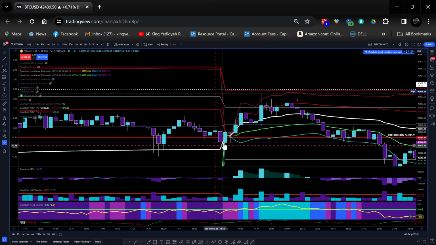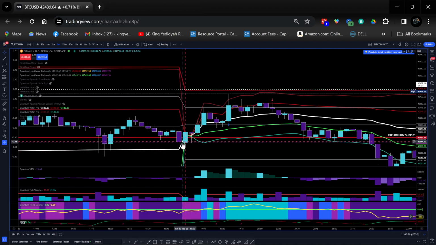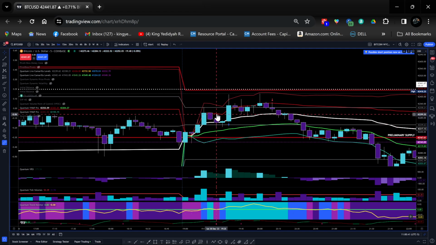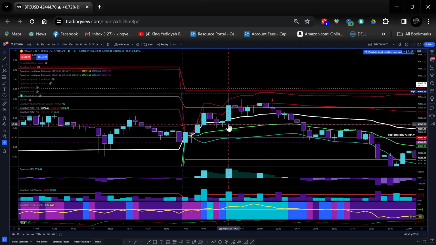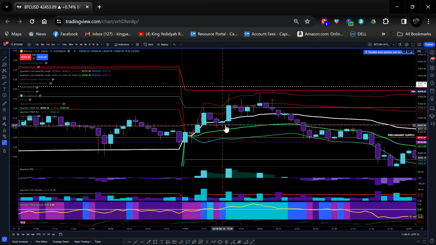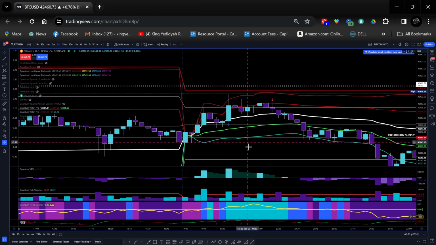So I was waiting to see what happens at the close. And then when we open again, we open bullish, right? So I just closed the trade, kind of break even. I think it was 42,379, right? So small profit, break even kind of trade, right?